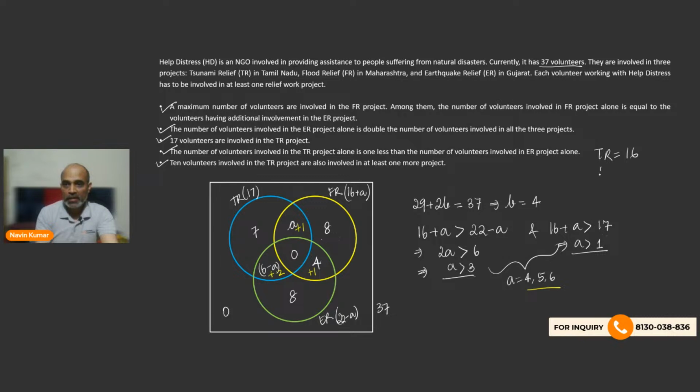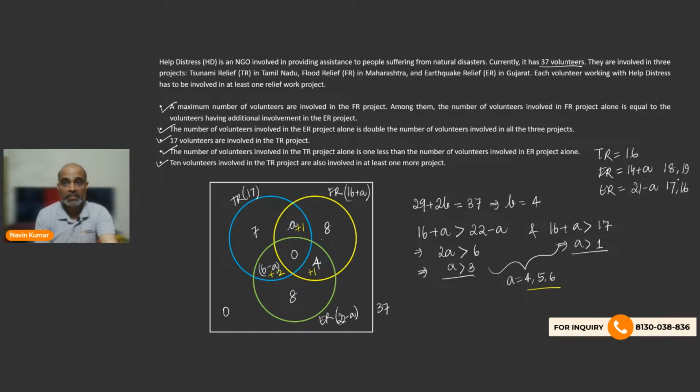If you look at FR, it used to be 16 plus A, out of which 2 people left. If 2 people leave, we will have 14 plus A. And if you look at ER, it used to have a total of 22 people, out of which 1 person left. So we will be having 21 minus A. Now, if A is 4, we can have 18 and 17 people. If A is going to be 5, we will be having 19 and 16 people.